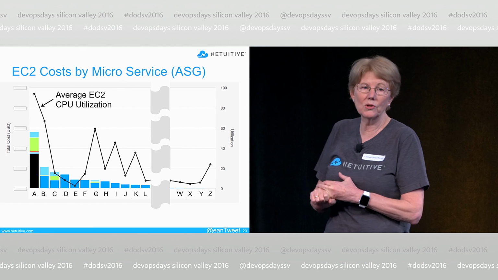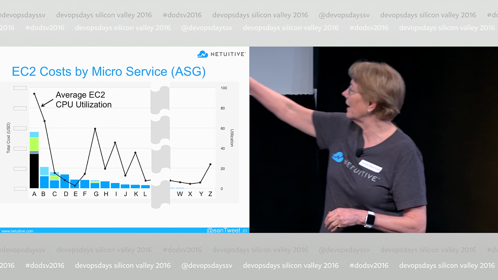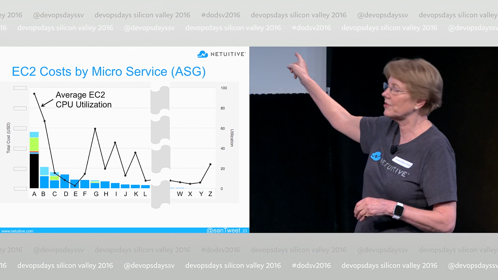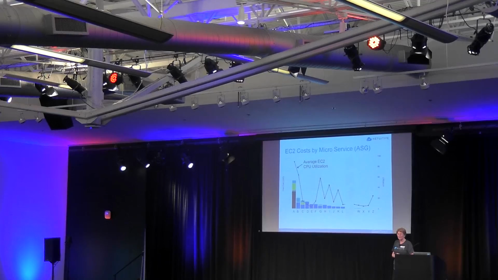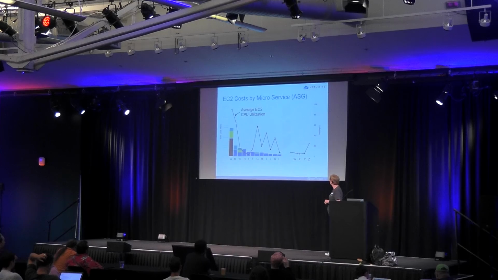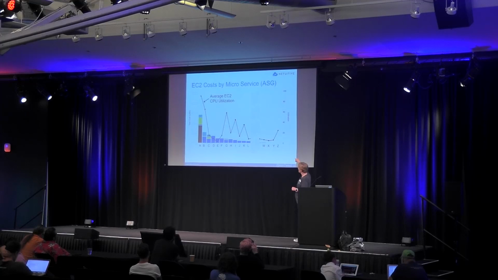So let me explain this. What's along the x-axis are all the ASGs that exist in the organization, and they've been cleverly named with letters. The height of the bar is the cost in May of each of the ASGs. So we have one bar for each ASG. And then the black line is scaled on the other axis, the utilization, the one on the right.